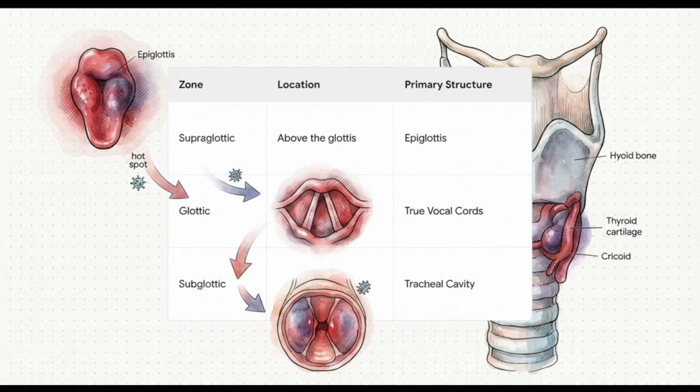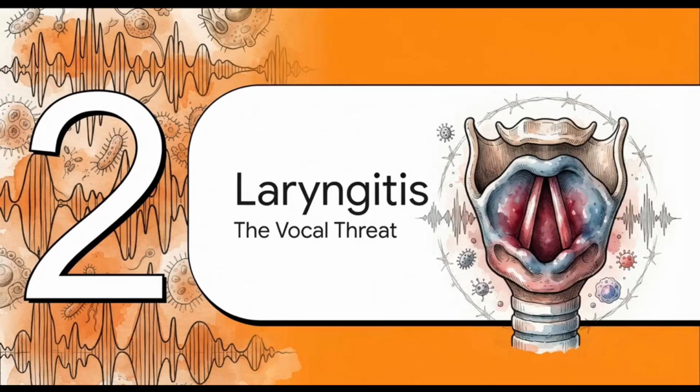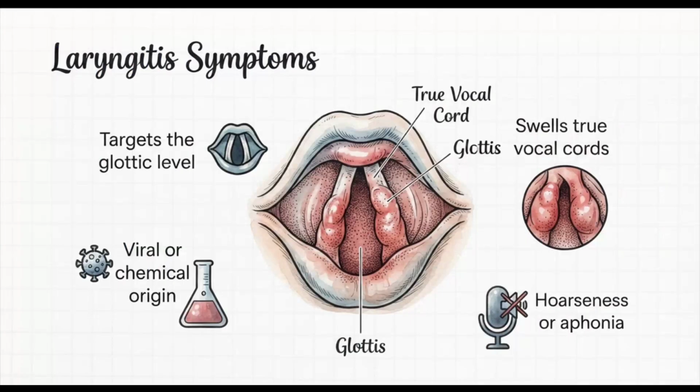Identifying the precise location of the swelling is absolutely crucial because it instantly explains a patient's symptoms. An infection at the top zone behaves radically differently than one at the bottom. So let's look at exactly what happens when each of these zones comes under attack, starting right in the middle. Section 2. Laryngitis, the vocal threat. Out of all the conditions on our severity scale today, laryngitis is definitely the mildest. You've probably had it, or at least known someone who has. It targets that middle zone we just mapped out.